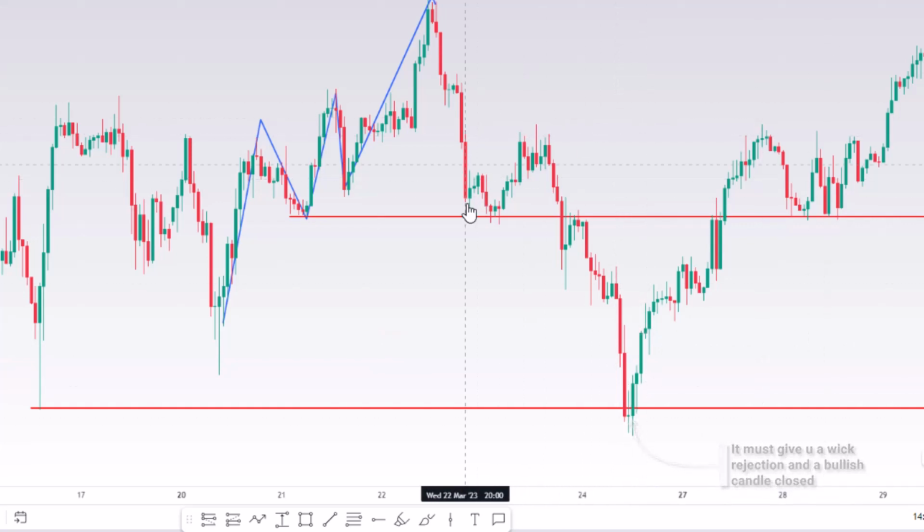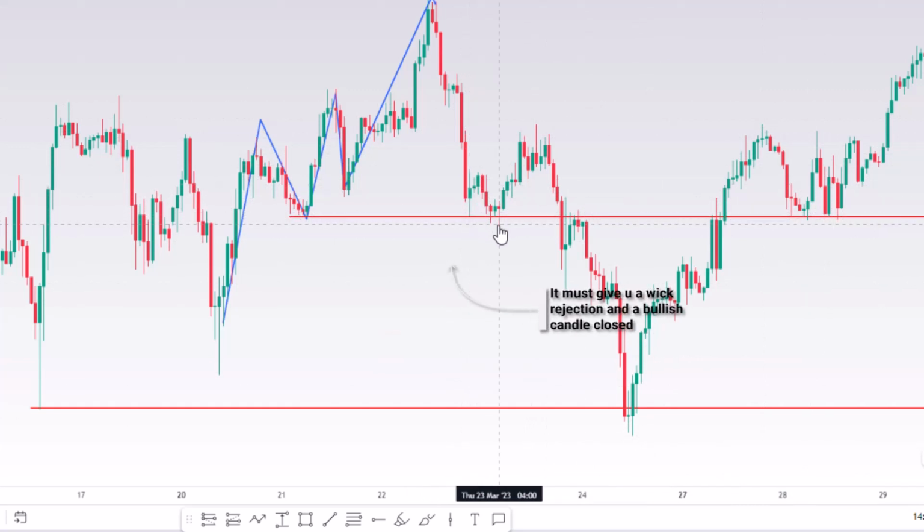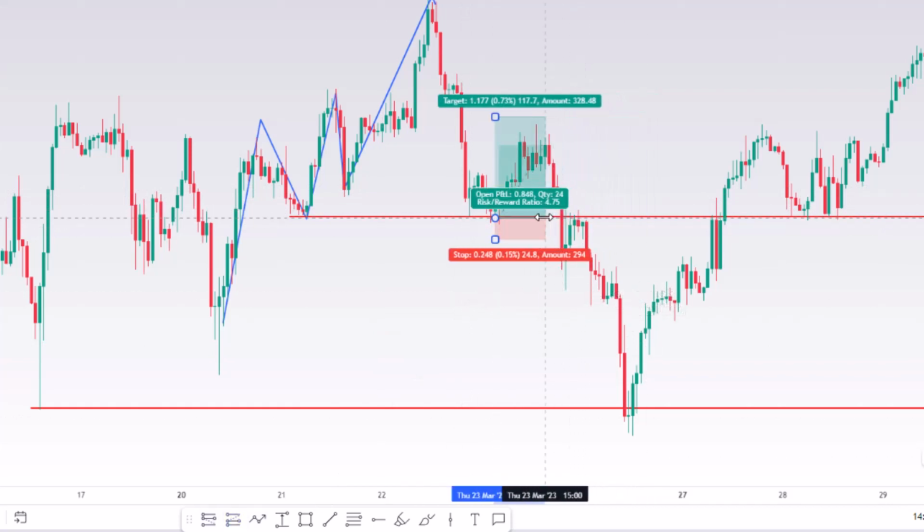As you can see from this level, when price came in contact with this level, it gave us what? A bullish candle with wick rejections. Right from there, we would have taken that trade. Here, according to your risk appetite, you risk, you see. And later, what happened?